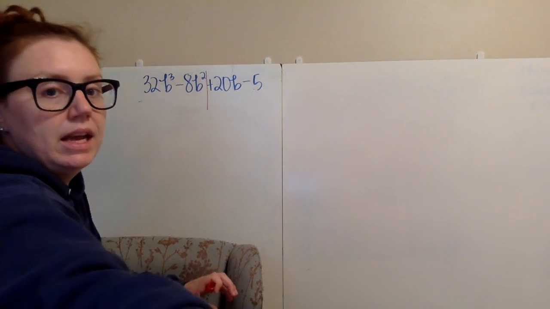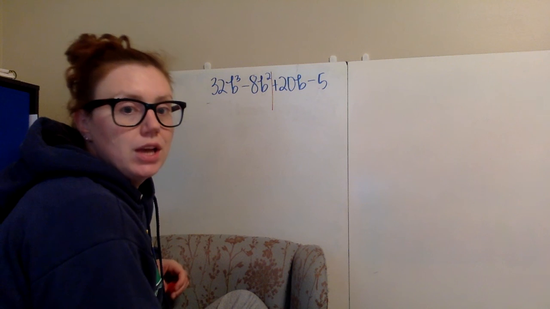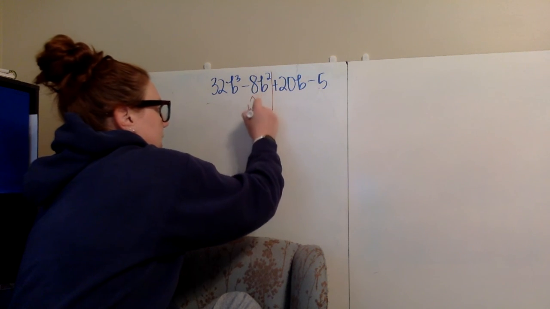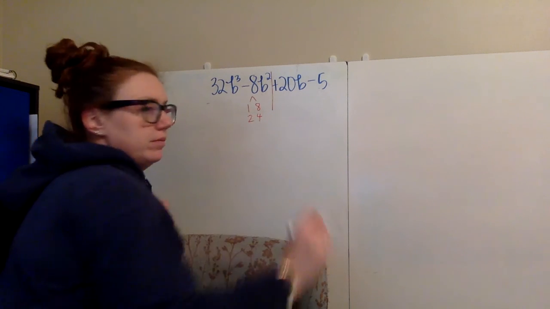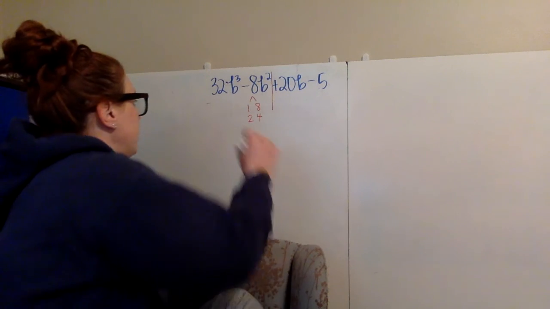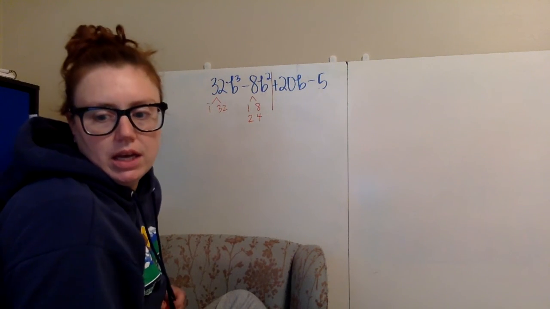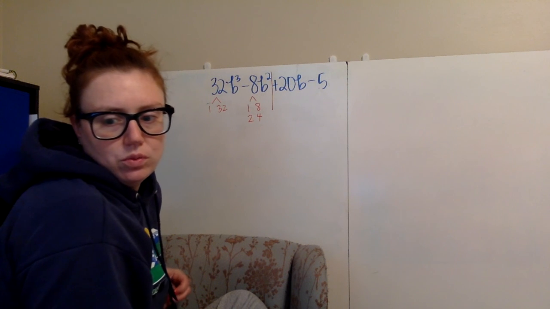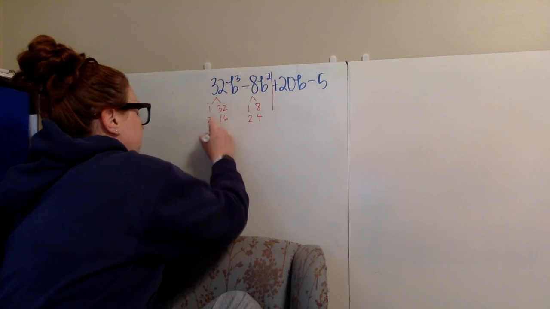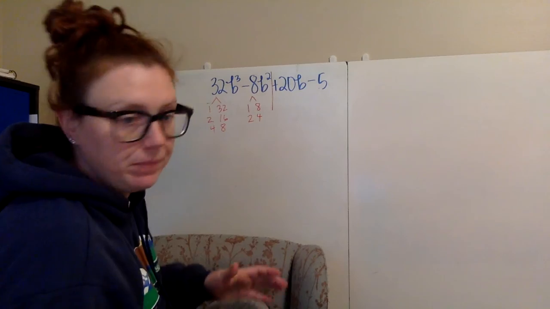And when I split it in half, I'll turn this a little bit so I have more room. I'm going to factor each half. So 8 can be divided by 1 and 8 and 2 and 4. Right? I'm listing my factors of these numbers. 32 can be divided by 1 and 32. What else is it? 2 and 16. And 4 and 8.